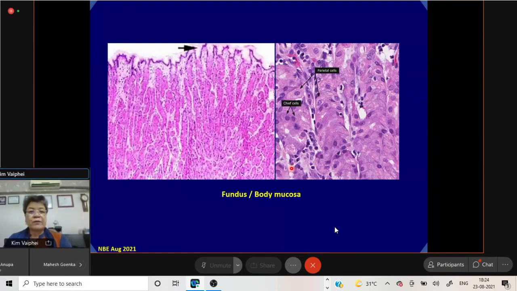This is a high power view of the chief cells here. And this is another high power view to show the difference between the chief cells and the parietal cells. These are the parietal cells, not the chief cells. Here, these are the chief cells, and these are the parietal cells. The chief cells are slightly smaller, while parietal cells are larger, more pinkish, with finely granular cytoplasm.